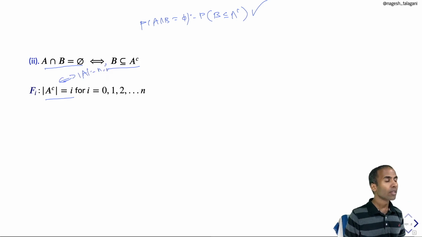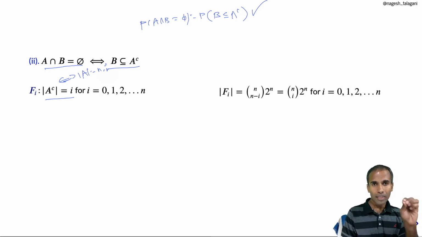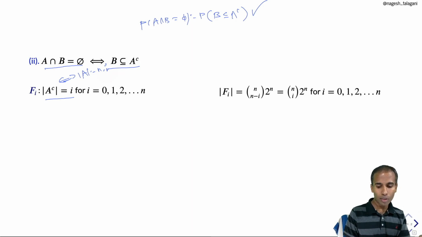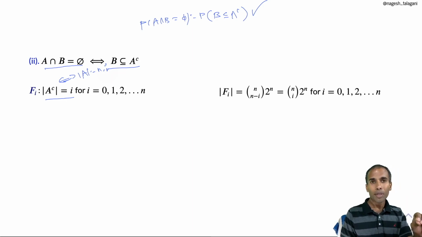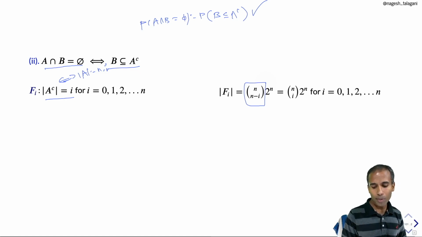Okay, so the number of elements in Fi is going to be, first we are picking A. The A should be of size n minus i, so that A complement will have size i. So A can be picked in n choose n minus i ways. Now there is no condition on B. B can be any subset of S. So there are 2 power n subsets. So B can be picked in 2 power n ways.